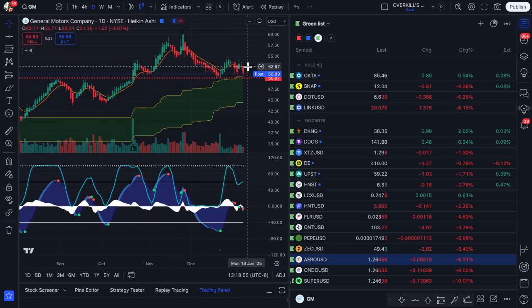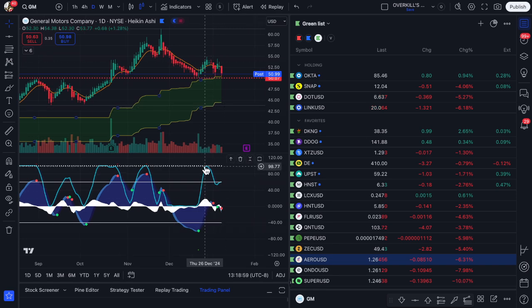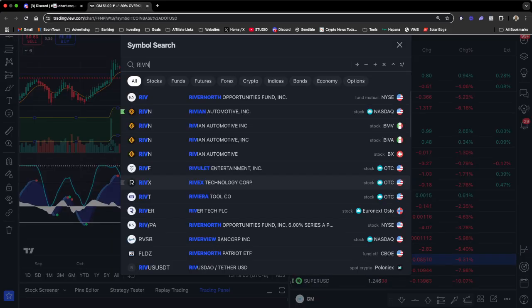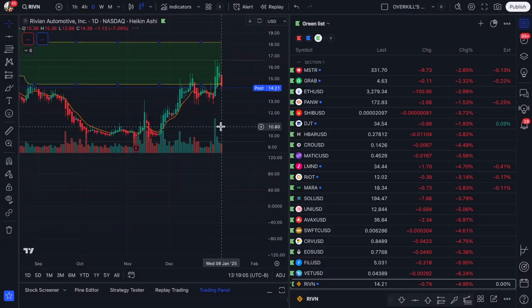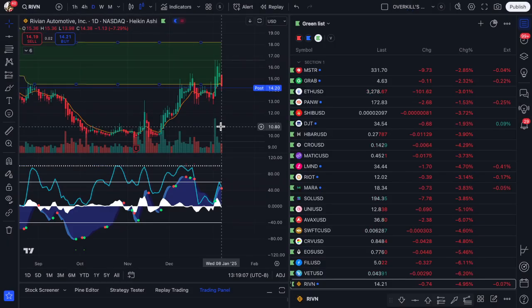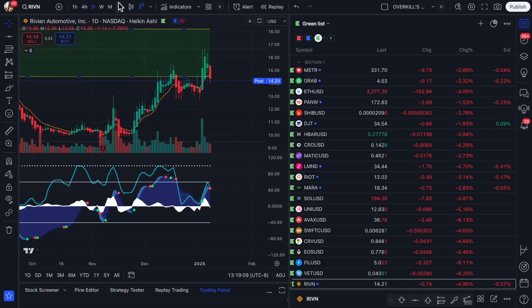Okay, we're just, again, going sideways here. We're trying to hang on to this $50 level and bounce. This thing's chopping all over the place right now. Very, very choppy. Here's Rivian. Rivian got clapped today too.